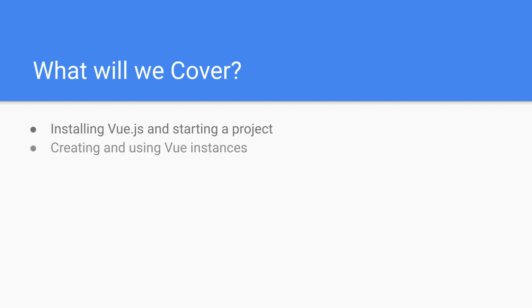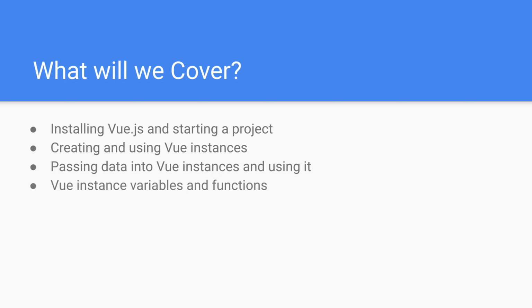Now, what topics will we be covering? We're going to start with installing Vue.js and starting a new project. Because it's just so easy to install, we can actually do 2 in 1. We'll then be creating and using Vue instances. We'll get to exactly what those are in that section. We'll then learn how to pass data into Vue instances and use it in the HTML portions those are attached to.